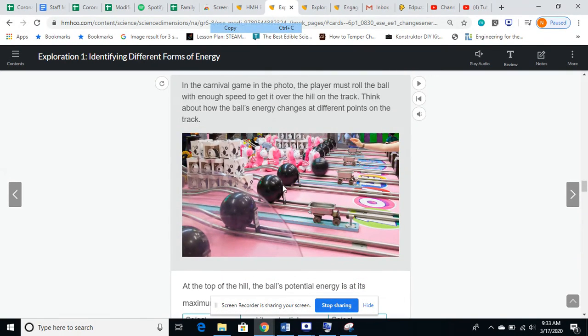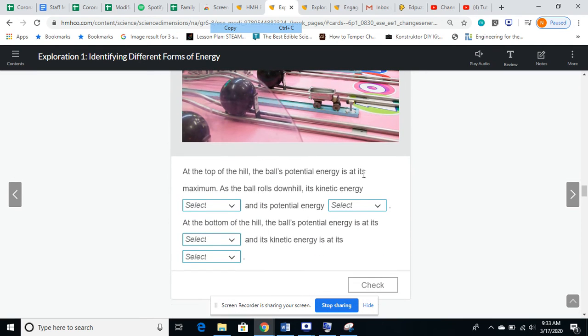In the carnival game in the photo, the player must roll the ball with enough speed to get it over the hill on the track. Think about how the ball's energy changes at different points along the track. At the top of the hill, the ball's potential energy is at its maximum. As the ball rolls downhill, its kinetic energy increases, its potential energy decreases. We did a simulation for that that you guys did really well on. At the bottom of the hill, the ball's potential energy is at its minimum, and its kinetic energy is at its maximum.